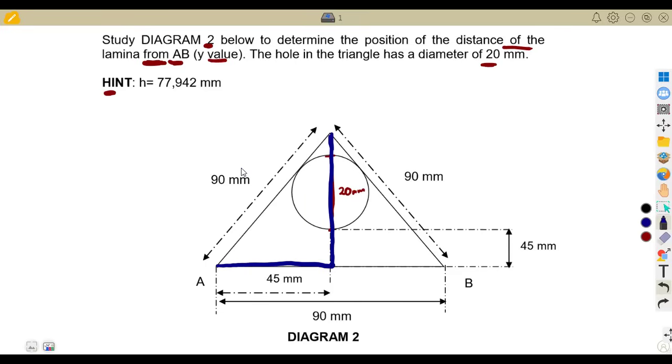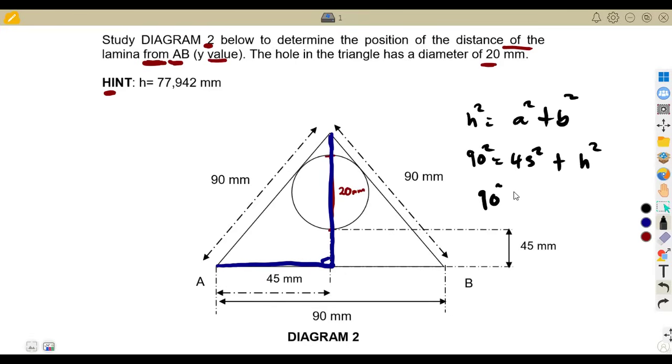So to calculate this h, we were supposed to use the Pythagoras theorem because this is a right angle triangle here. But already you are given it. But this is what you're supposed to do if you're not given, because you can find another question where you're not given. There you have to find the h. The hypotenuse squared is equal to a squared plus b squared. Our hypotenuse is 90. 90 squared is equal to 45 squared plus b squared, which is the height squared. So 90 squared minus 45 squared is equal to h squared.